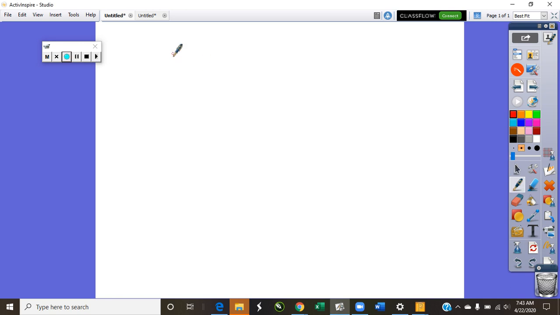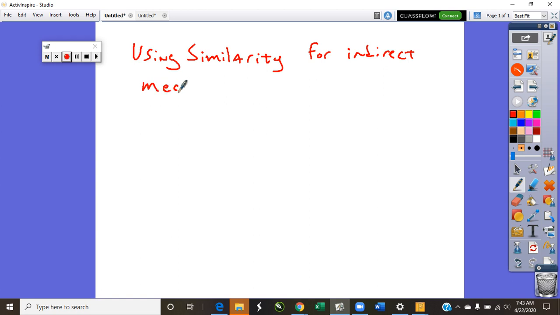using similarity, and this also we're going to include some scales in this. Okay, this is using similarity or indirect measurement. Okay. Well, when we talk about indirect measurement, we did a little bit of this when we did Pythagorean theorem.